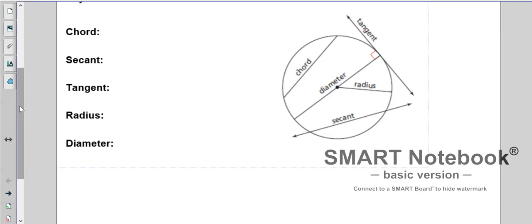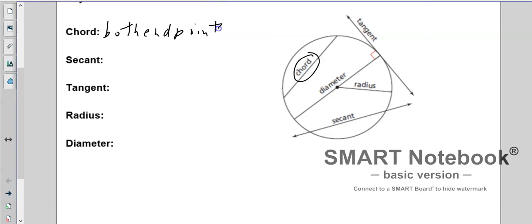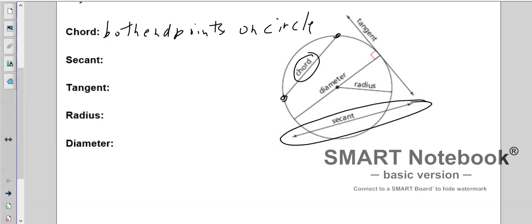So the first one we have is a chord. All right, the chord's right here. A chord has both endpoints on the circle. So it goes from here to here.